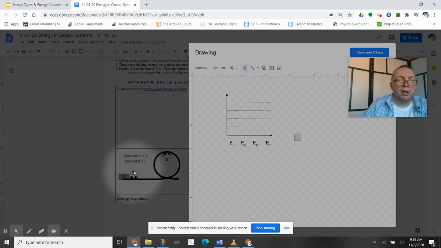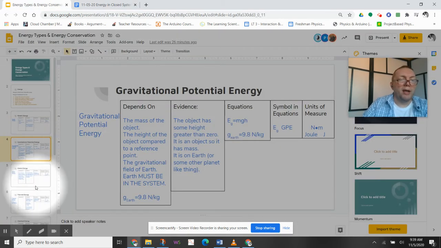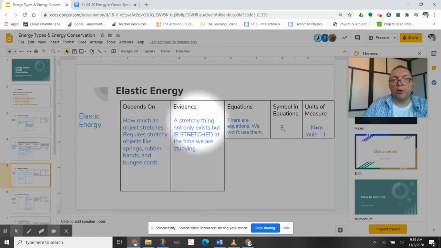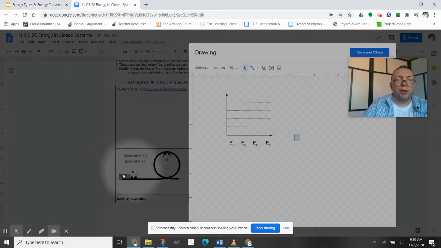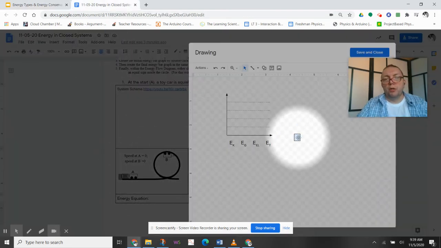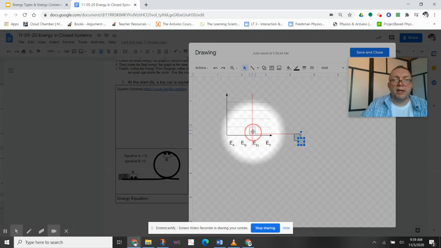Elastic energy. For elastic energy, there needs to be something that's stretchy or compressible. Not only does it have to be present, but it has to be compressed. Not only does it exist, but is it stretched or compressed? That is true in this case. This spring is compressed. So just as a record keeping thing right now, to make sure I remember there is elastic, I'm going to put one block right there. I'll change the amount of it in a little bit, but right now I'm just going to put one to make sure I know there's one there.